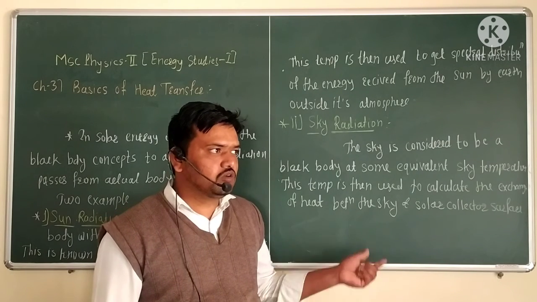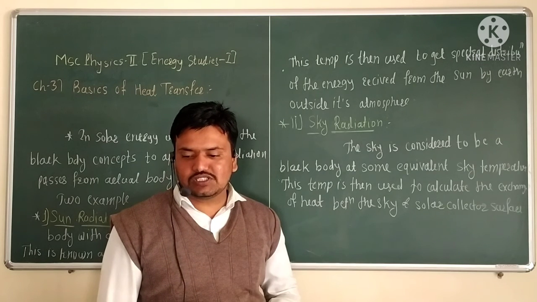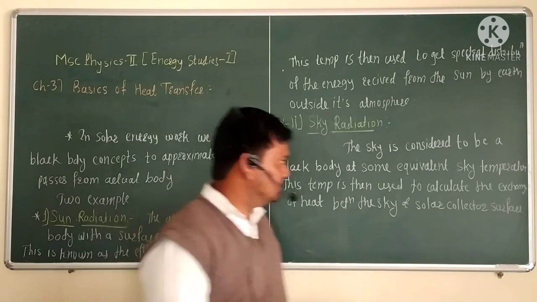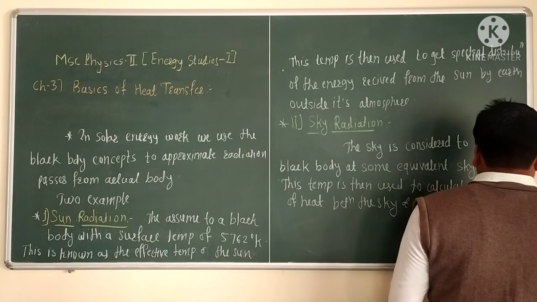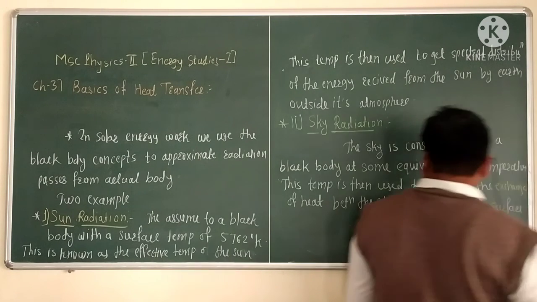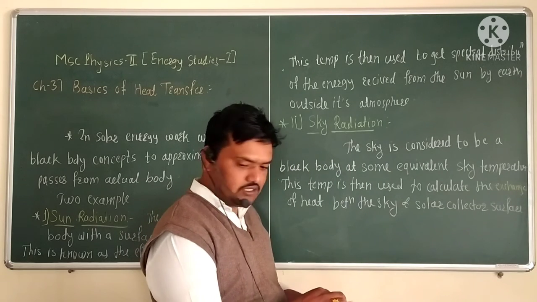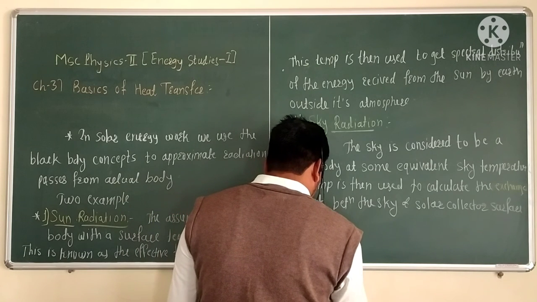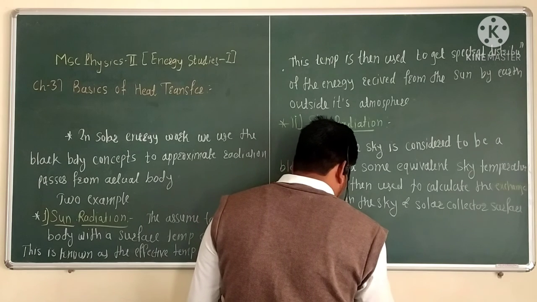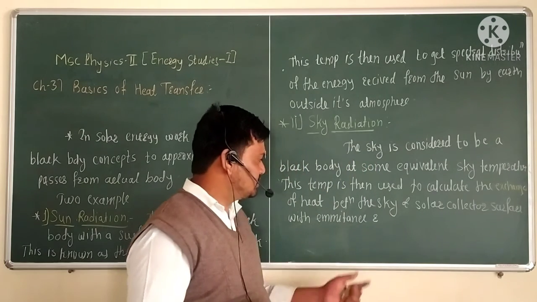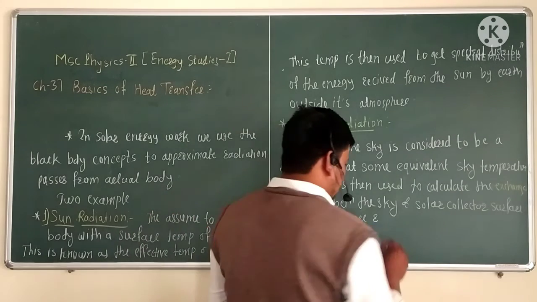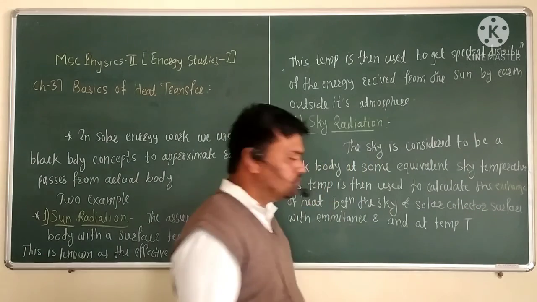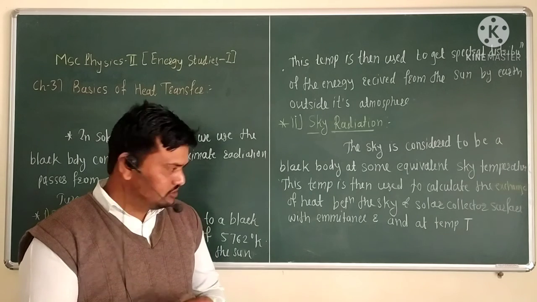This is the assumption or concept related to the emittance at the temperature T, so the transfer, or exchange, of heat between the sky and the solar collector, with emittance epsilon, at temperature T.